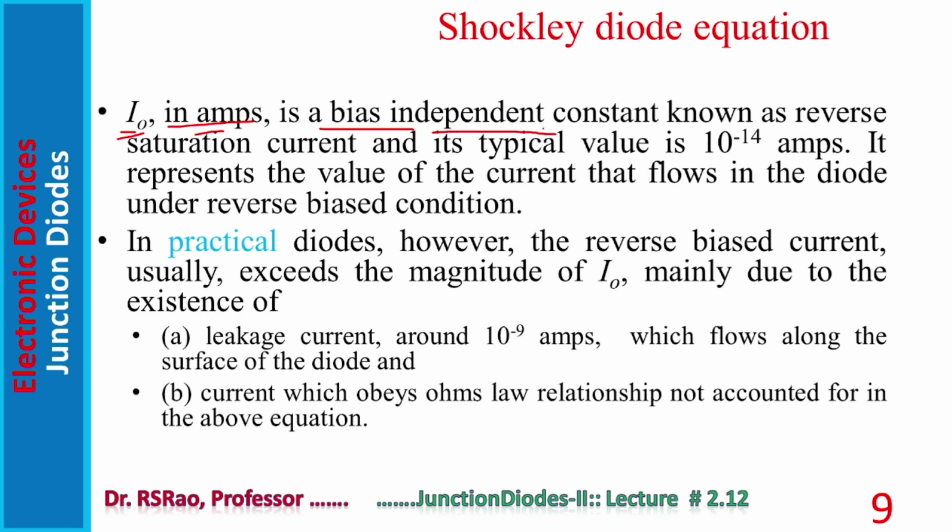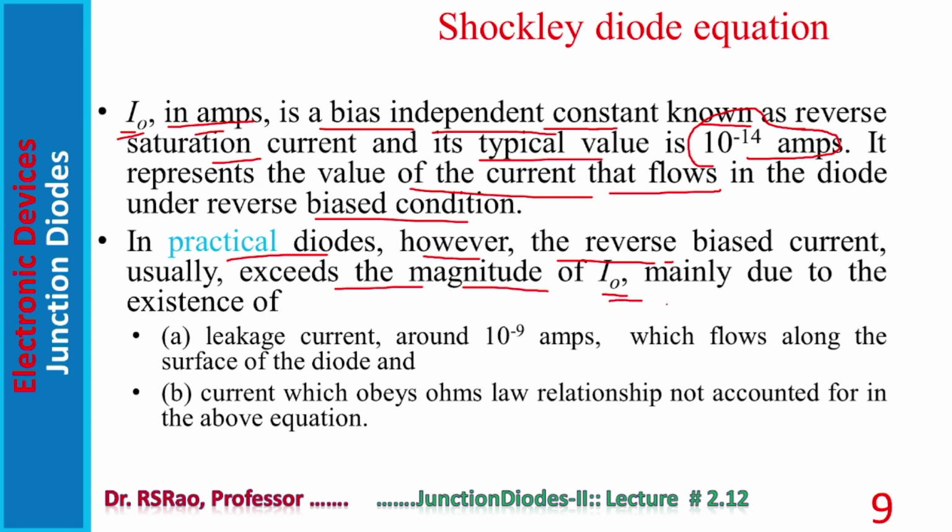I naught in the equation has units of amperes. It is a bias-independent constant known as reverse saturation current, and its typical value is 10 power minus 14 amperes. It represents the value of the current that flows in the diode under reverse biased condition. In practical diodes, however, the reverse biased current usually exceeds the magnitude of I naught, mainly due to leakage current, which is around 10 power minus 9 amperes, flowing along the surface of the diode, and current which obeys Ohm's law, not accounted for in the above equation.